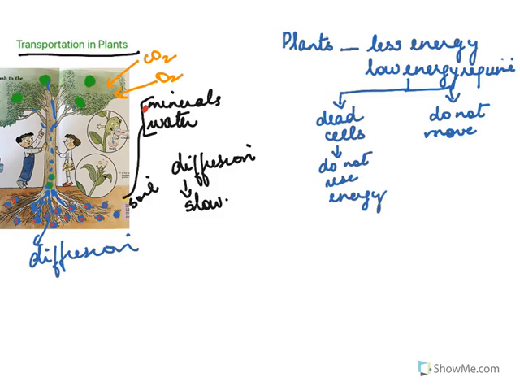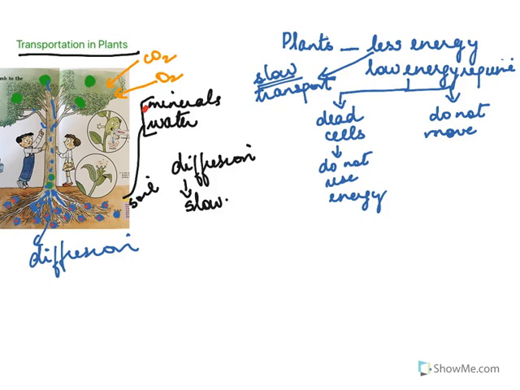And they do not move. They prepare their own food, so they don't need to move. Because the plants require less energy, their transport system is a slow transport system. The transport system is much slower than in humans. We humans have a very fast transport system, but plants can do with a slow transport system.